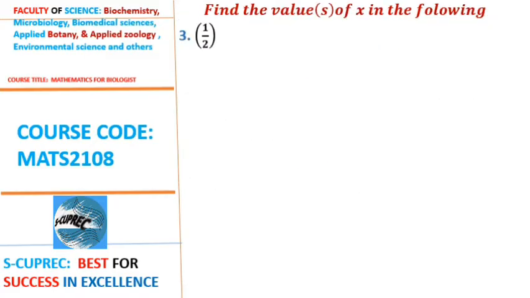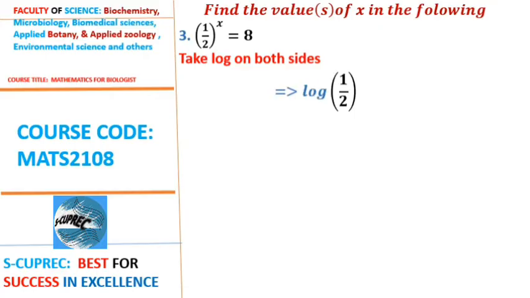Question number 3. Given that we have a half raised to the power x equals 8, how can we find the value of x? To solve this kind of problem, we have to begin by taking log on both sides. So this implies that we have log of a half raised to the power x equals the log of 8. Now remember the law of indices. This power always has to come down. So we have x log a half equals what? The log of 2 raised to the power 3, because 2 raised to the power 3 is the same as 8. And take note, this 3 will also have to come down in the next step.